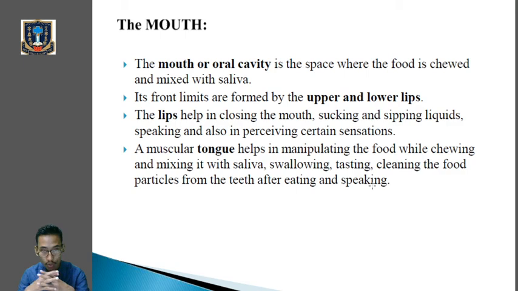So the mouth, or the oral cavity, is the space where the food is chewed and mixed with the saliva, and the front is mainly covered by the upper lip and the lower lip. We went through the functions of the lips also. Then within the mouth we find the muscular tongue, right? Its function is to manipulate the food particles while chewing and mix them with saliva, then swallowing, tasting, cleaning the food particles from the teeth, and it also helps in speaking.